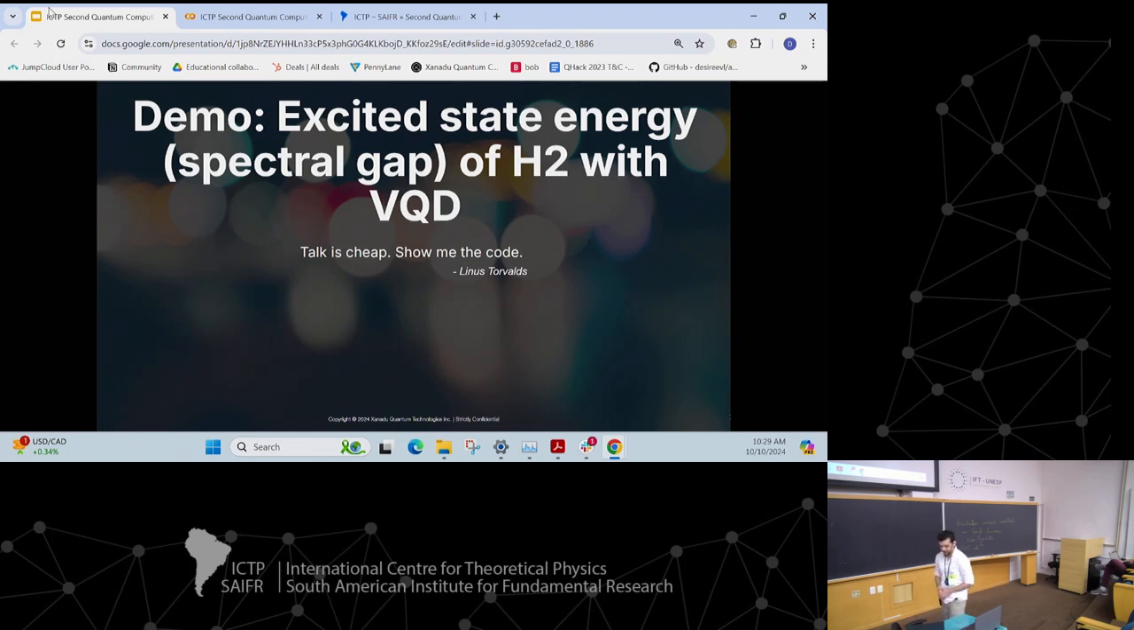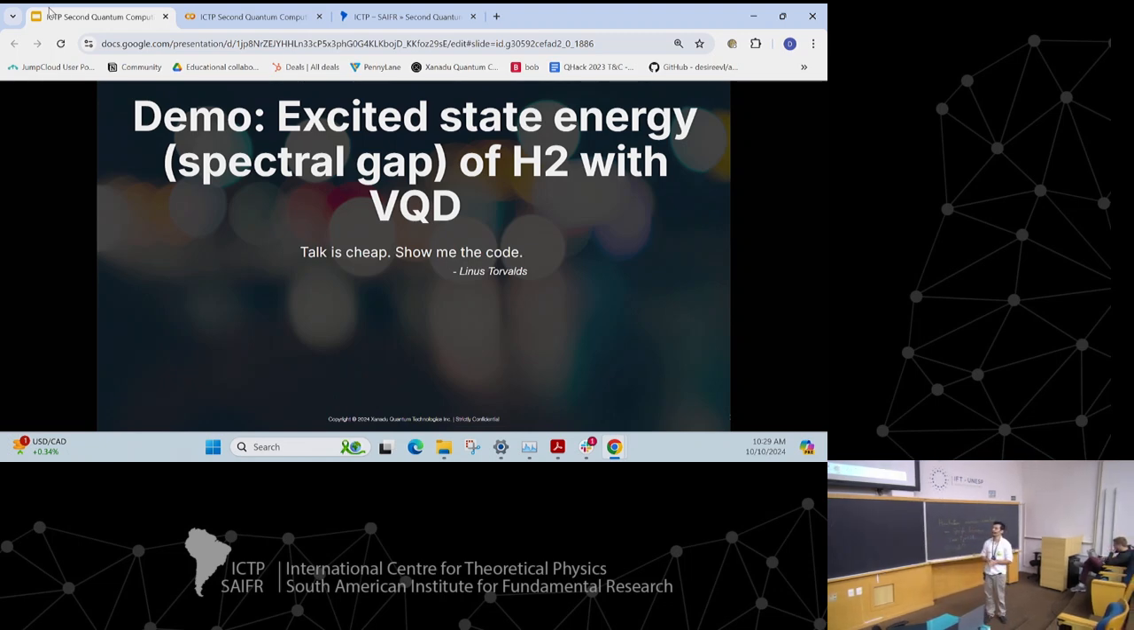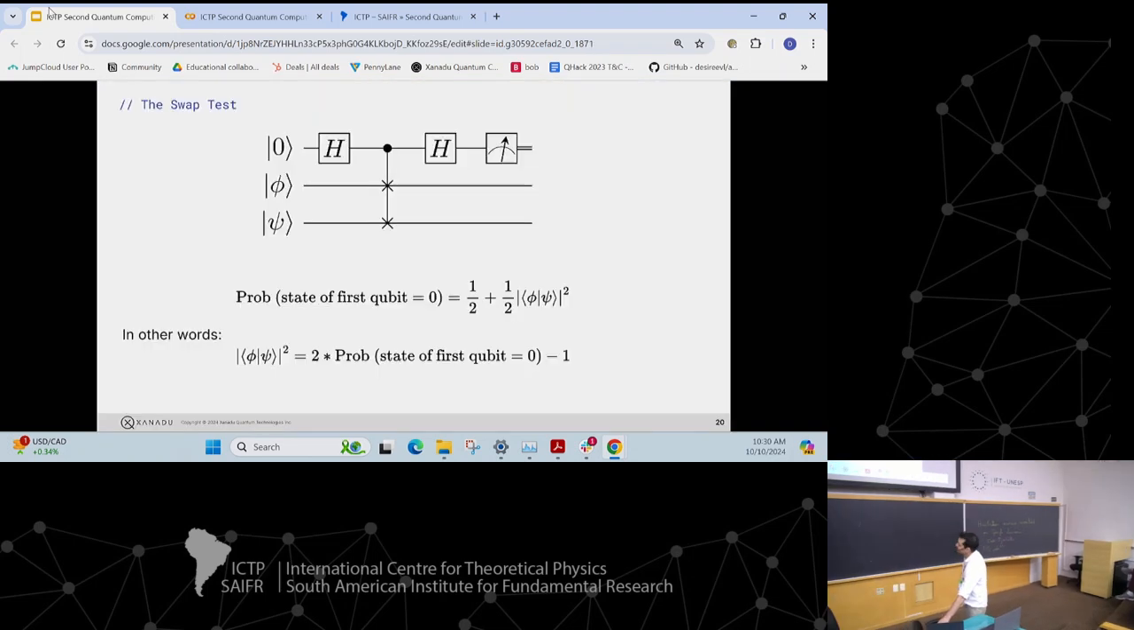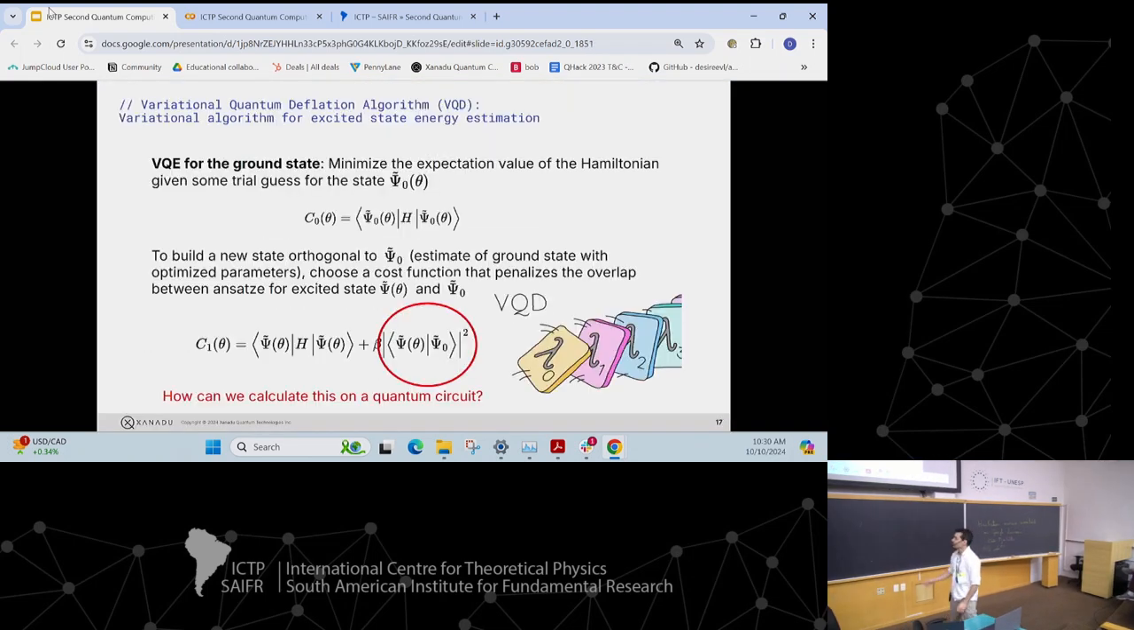Okay, so we'll try this out. It's going to be broken up over several steps. We are going to use the data sets to get an estimate for the ground state. We're going to build up an ansatz for the excited state. So one part of the circuit is going to go to estimating the expectation value of the Hamiltonian for the excited state. And another part of the circuit, which is going to be the swap test, is going to be to calculate the overlap that we're going to penalize.